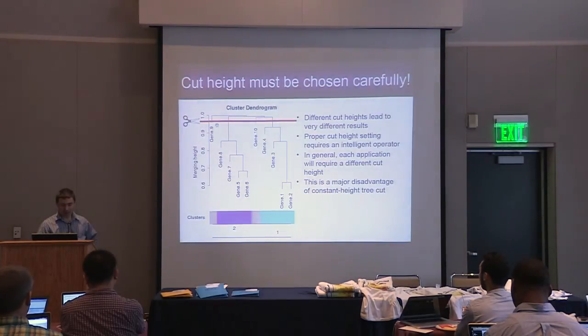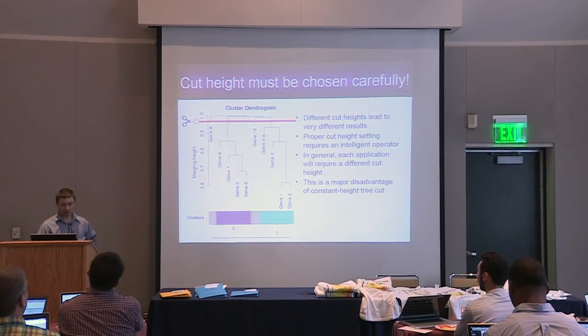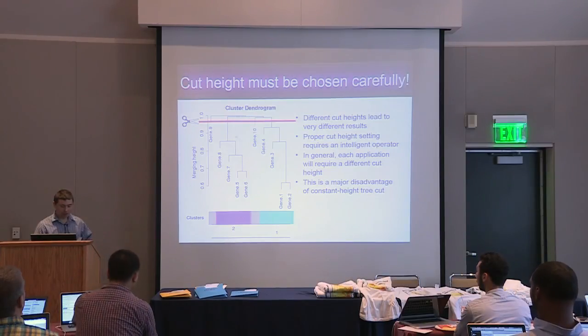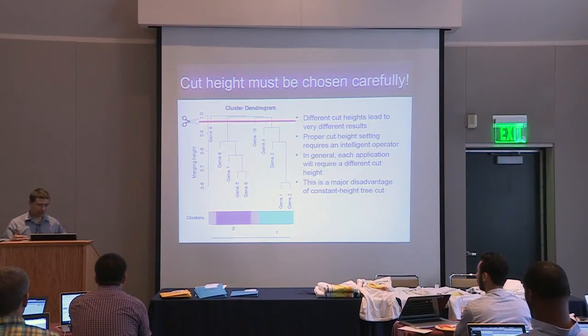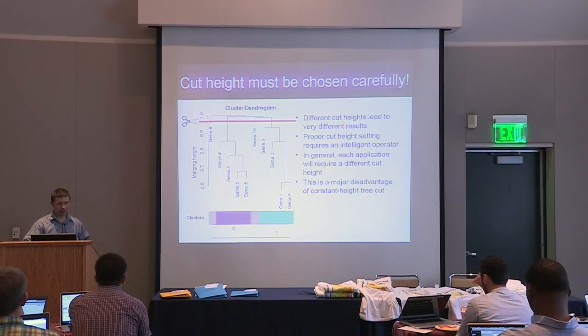Now, the problem with this method is that the cut height must be chosen very carefully. If you move this red line down, let's say to here, you would lose gene 4. If you move it up a little bit, sort of beyond this black line here, what happens is these two clusters merge, and suddenly you only have one cluster. You don't have two clusters. So setting the cut height properly, especially in moderately complicated data, like for example gene expression data, really requires an intelligent operator behind the keyboard.